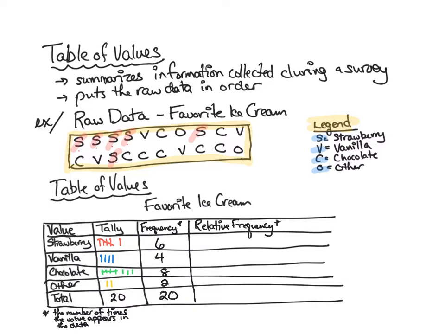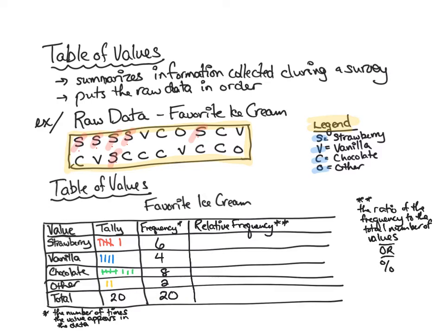Okay, and I'm going to just put it over here. The relative frequency is the ratio of the frequency to the total number of values, or to make it even easier, the percent.